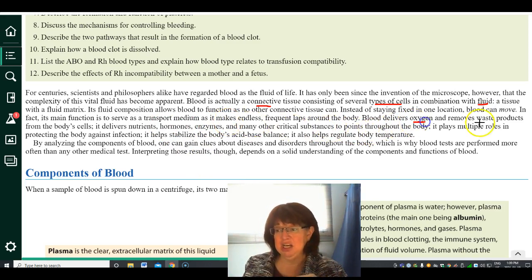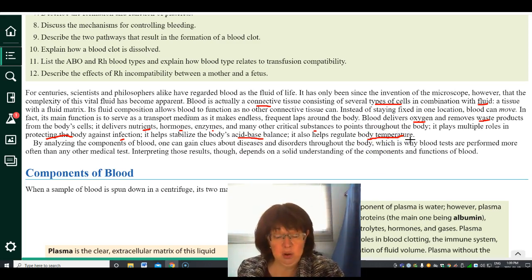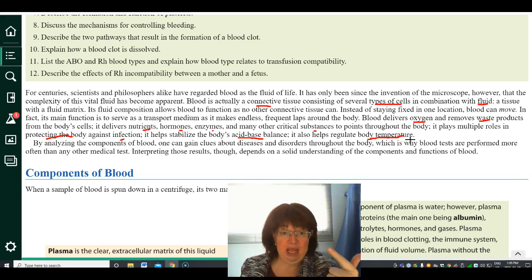And it delivers oxygen, it removes waste. Main part of your blood function, sorry. It delivers nutrients, hormones, enzymes, and other critical substances, and it plays multiple roles in prevention against infection, stabilizing acid-base balance, and regulates your body temperature. So if you look at 4 functions of your blood, you've got delivers oxygen and removes waste, and delivers nutrients. So it's a delivery system. It protects the body from infection, acid-base balance, and also body temperature regulation.